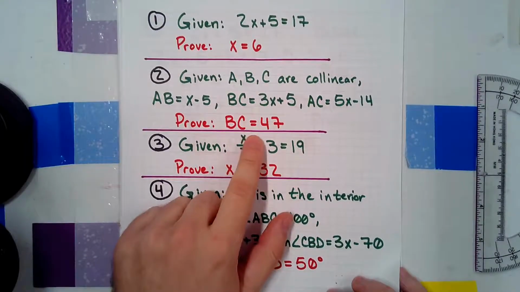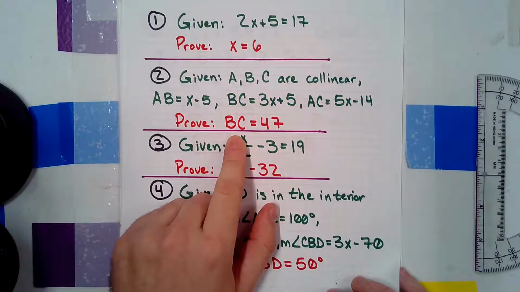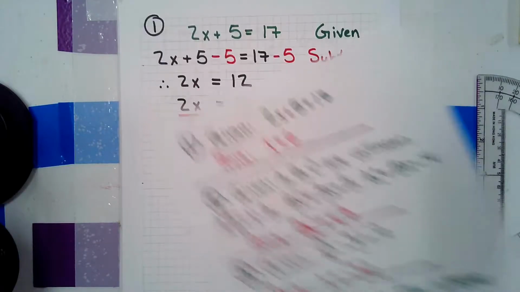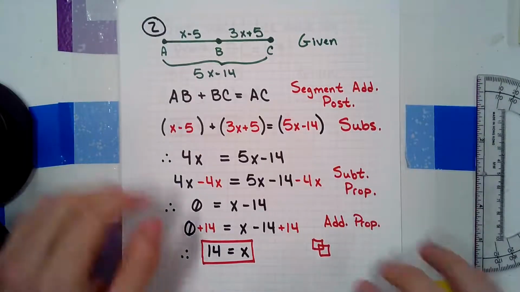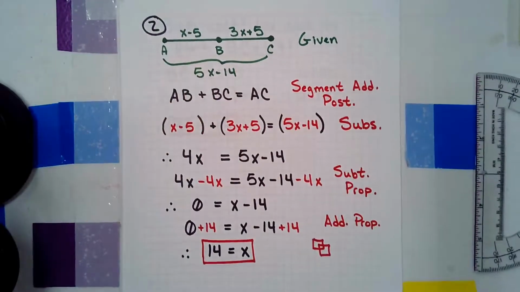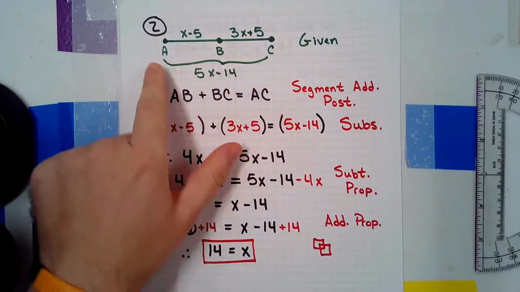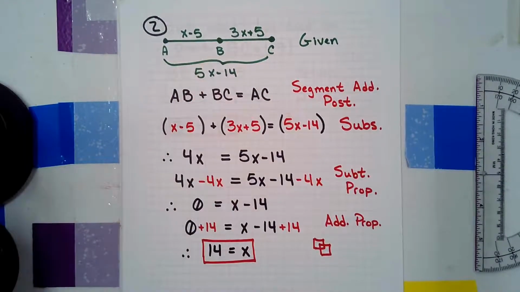We want to prove that BC is 47. I'm going to say this a couple times. We need to prove that BC is 47. So here's what those words look like in picture form. It's given to us. AB is that, BC is that, and they said AC was 5x minus 14.